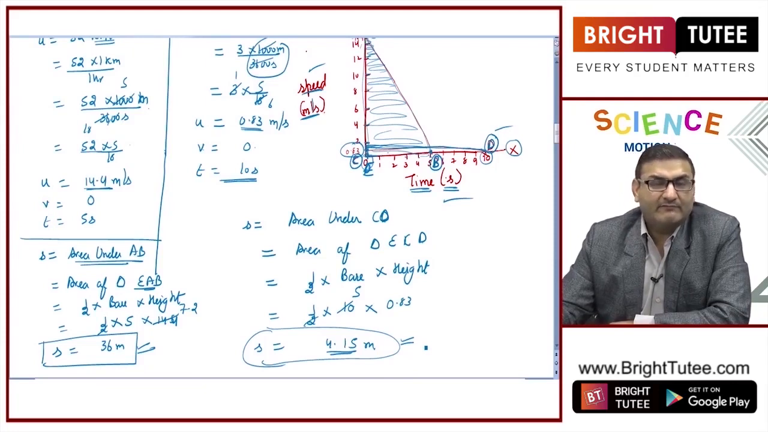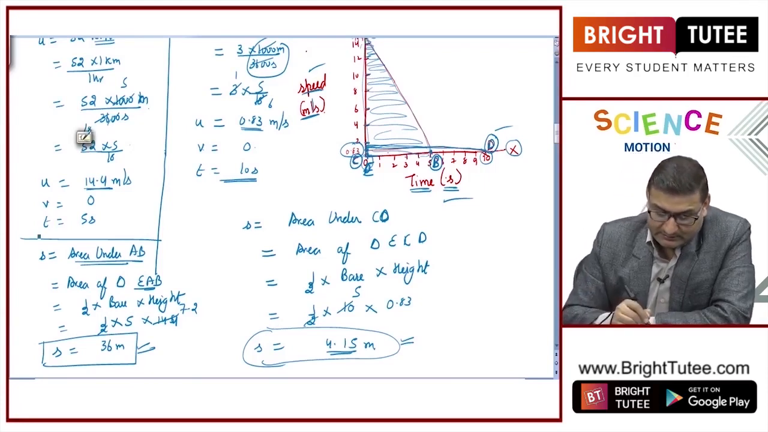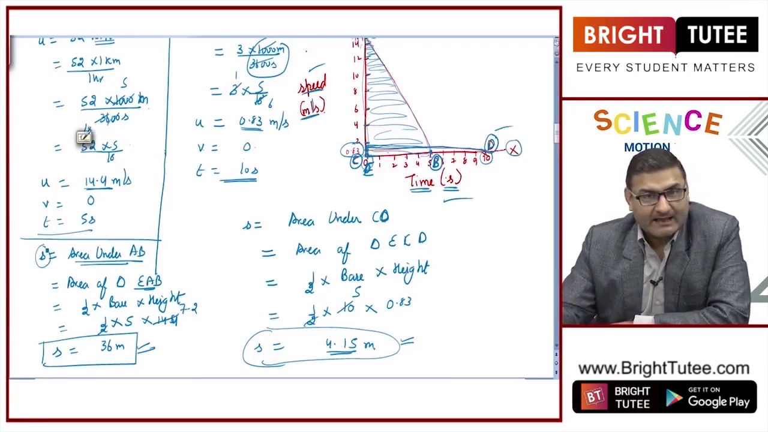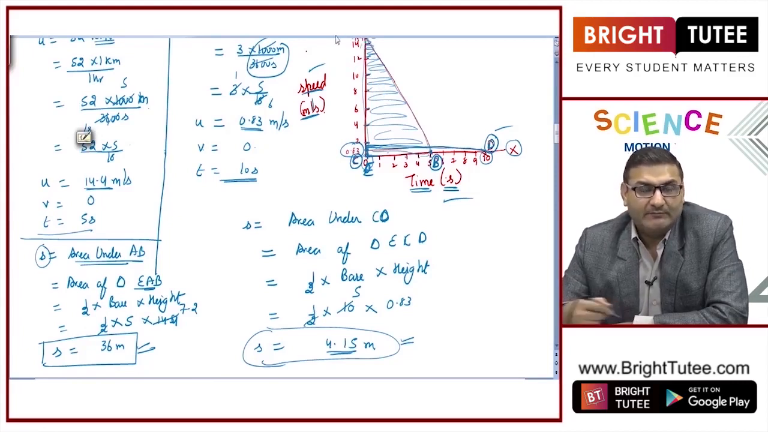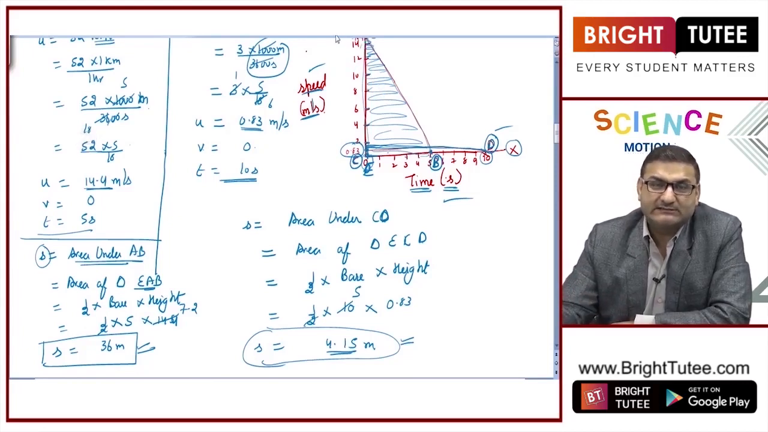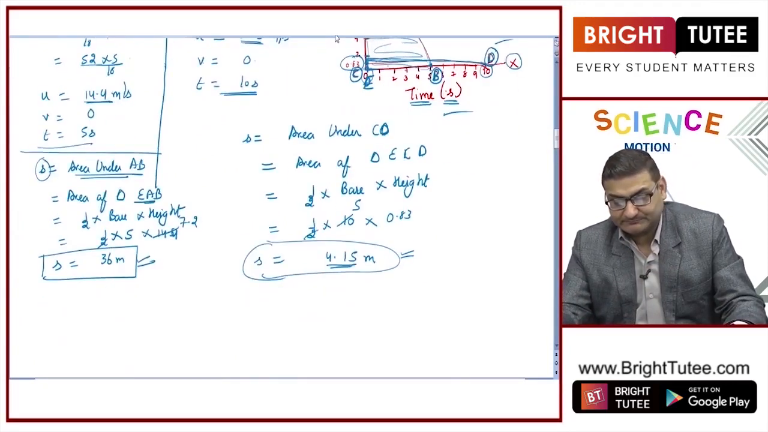The first important thing we need to remember is that to find the distance, we need to convert our units from kilometer per hour to meter per second, then plot the graph. After plotting the graph only will we be able to calculate the distance travelled. Fine. Let us see another question.